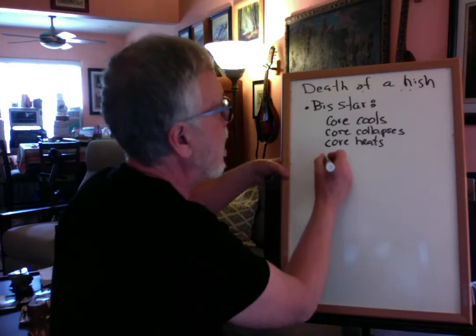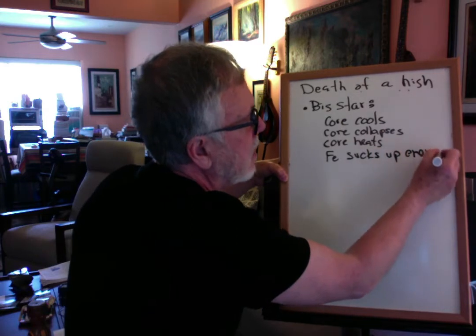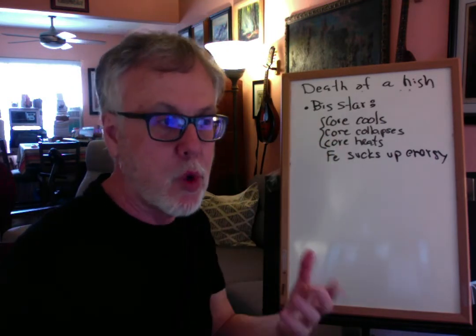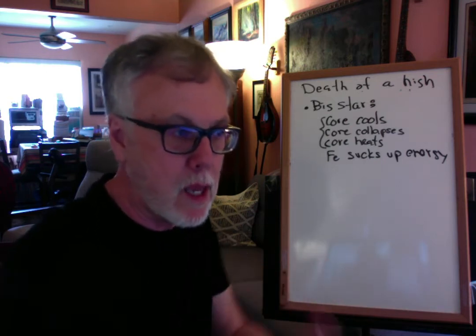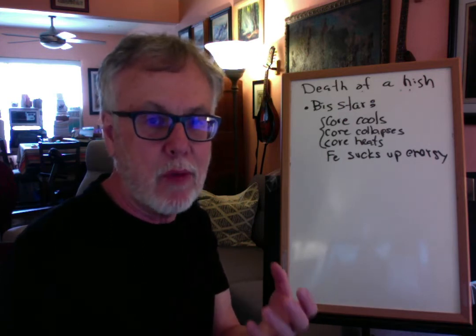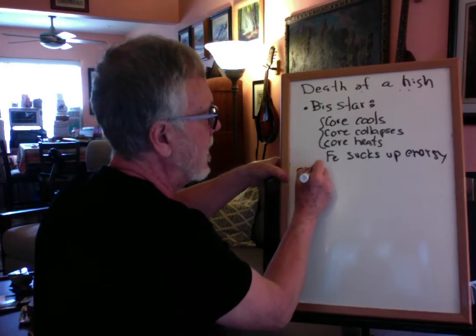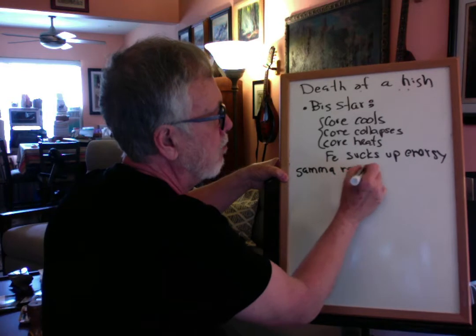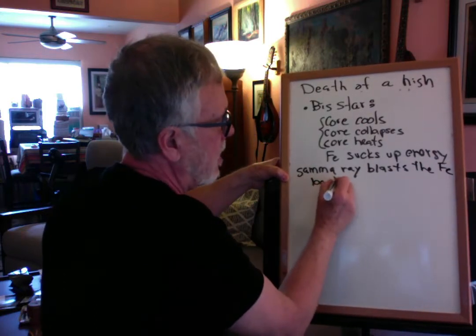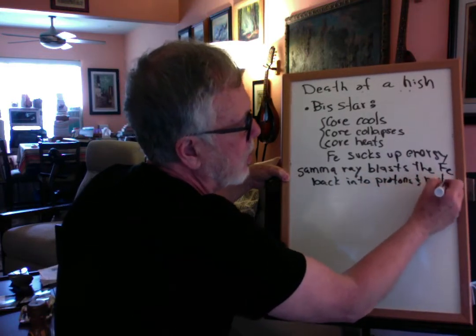But iron sucks up energy. Because iron is sucking up energy, this process doesn't get stopped, doesn't stabilize. The core heats up, it heats up, until finally it is so hot in the core that the gamma rays and the energy of the light are so tremendous that the gamma rays from the light and energy of the core blast the iron back into protons and neutrons of the core.